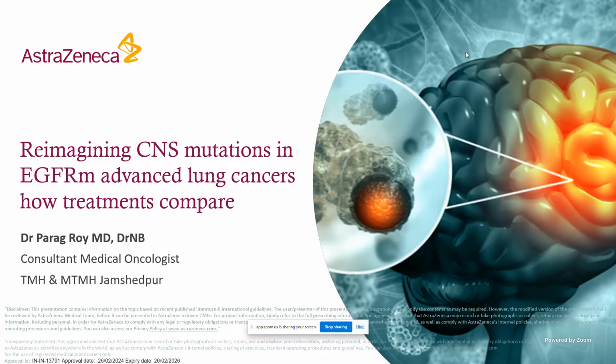Before starting the talk, Dr. Animesh has already discussed the overview of lung cancer management. So my topic will be mainly the TKI portion: if a patient presents with EGFR mutation with CNS metastasis, is there any special approach for that?